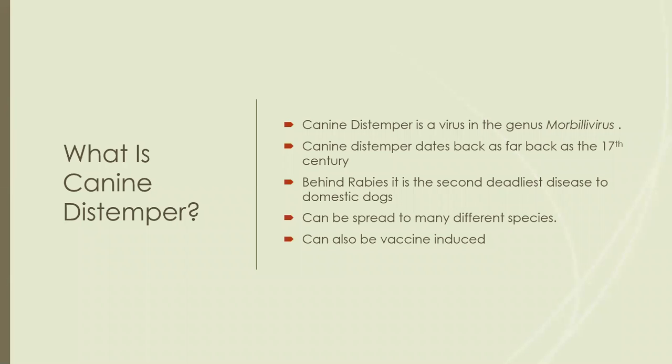What is canine distemper? Canine distemper is a virus in the genus Morbillivirus. It dates back as far as the 17th century in domestic dogs. Behind rabies, it is the second deadliest disease to domestic dogs, and it can be spread to many different species. This is something that I will discuss in greater detail further on. It can also be vaccine induced, which is another problem that can come from this virus.